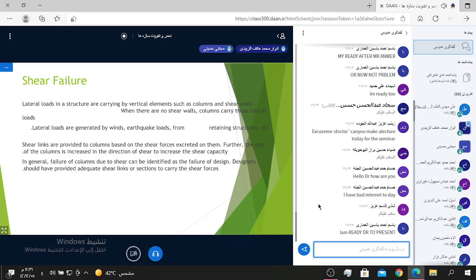In general, failure of columns due to shear can be identified as a failure of design. The designer should provide adequate shear strength of the section to carry these shear forces.